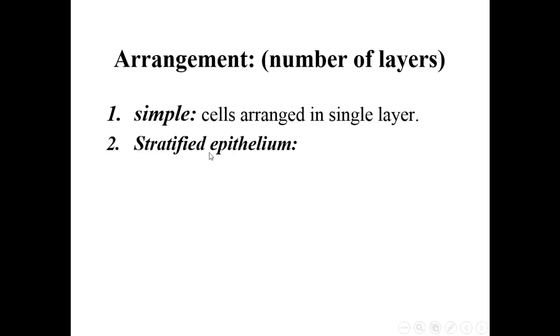If you come to stratified, the same thing. If you have more than one layer, but the surface cells are squamous, this is stratified squamous. This is one of the most important epithelia in our body. We have less important stratified epithelia, which are stratified cuboidal or stratified columnar. Okay, so I can see that just mixing the two classifications here, we can get six types: three simple, and three stratified.